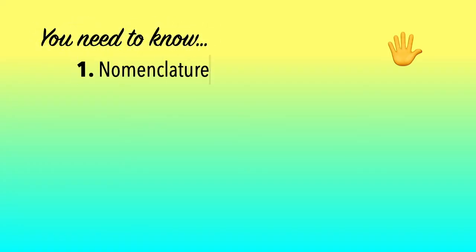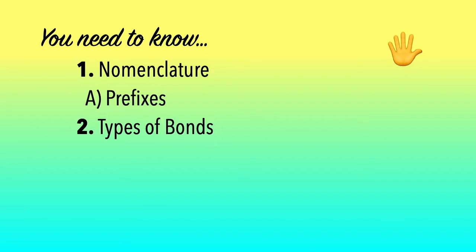Before we begin, here's what you need to already know. Number 1, nomenclature like prefixes. And number 2, types of bonds.